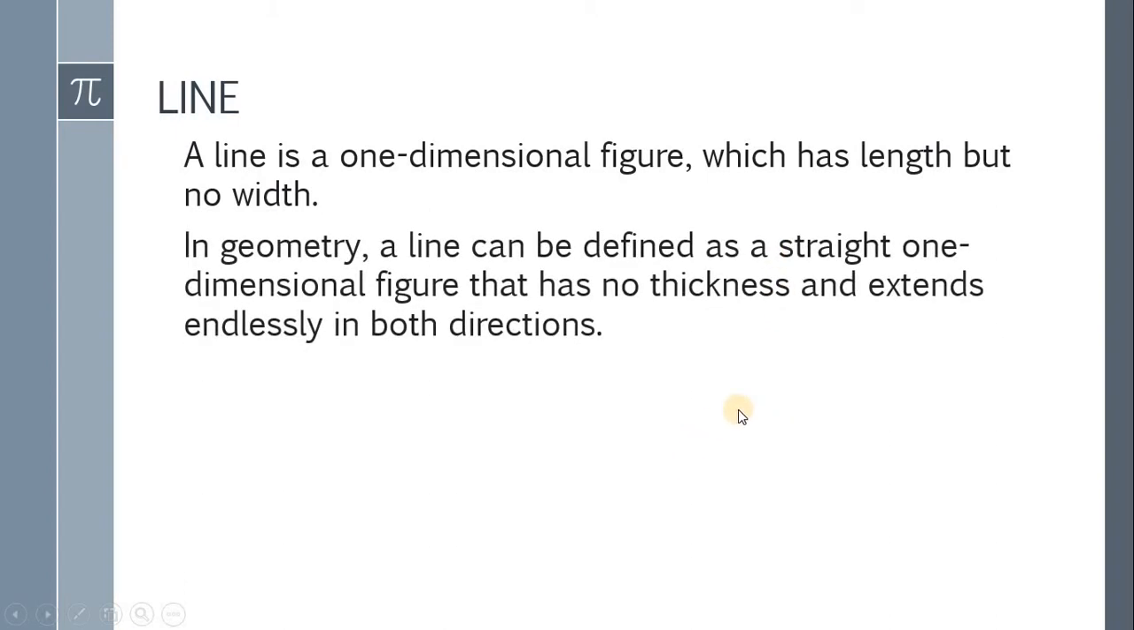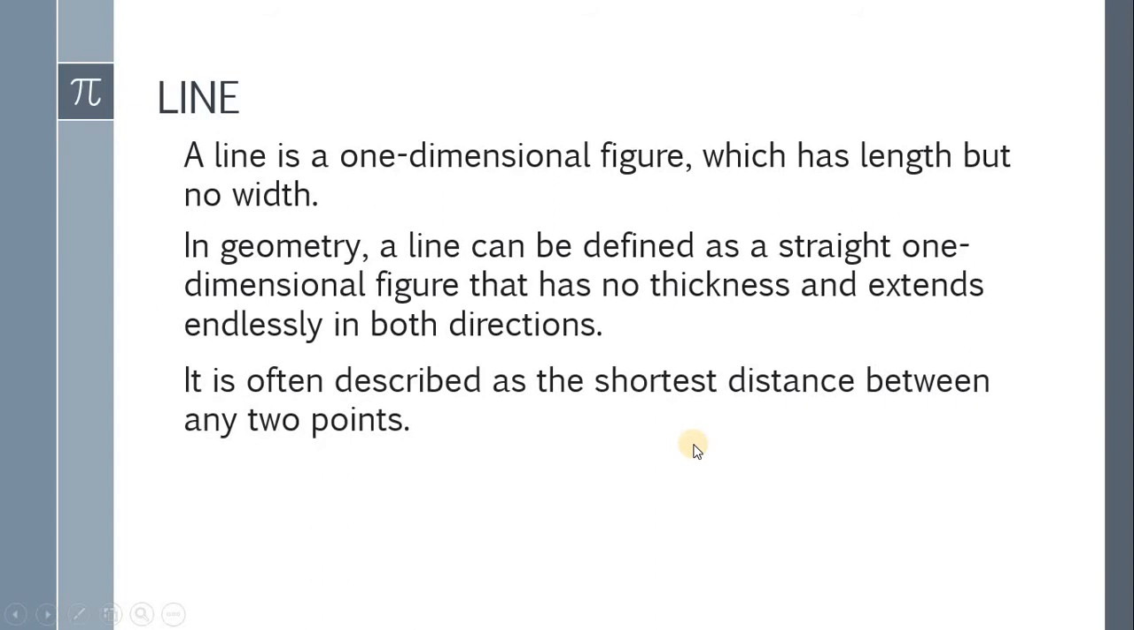In geometry, a line can be defined as a straight, one-dimensional figure that has no thickness and extends endlessly in both directions. And it is often described as the shortest distance between any two points.